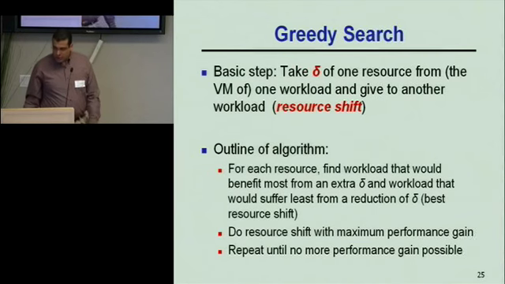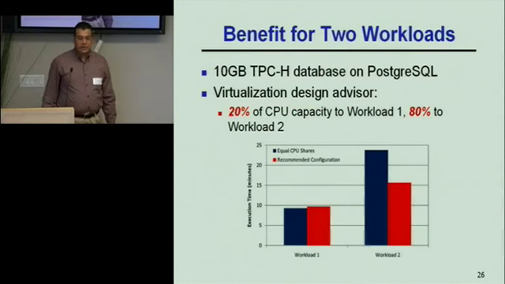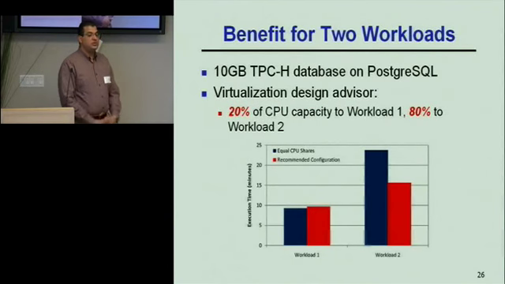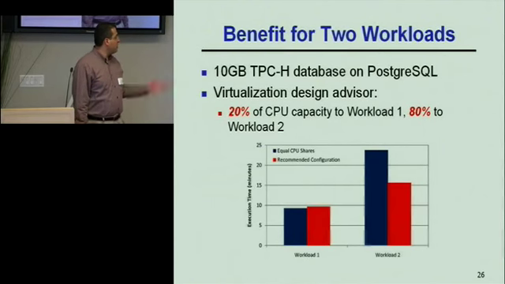Okay? So how does this work? Here's one performance result. In this experiment, we're using a 10 gigabyte TPCH database running on the PostgreSQL database system. And here we have two workloads. The blue bars on the graph show the actual execution time in minutes of both these workloads if you give the two workloads equal CPU shares. So both workloads get 50% of the CPU of the physical machine. They're both running on one physical machine, and if they get equal CPU shares, they get the blue performance.